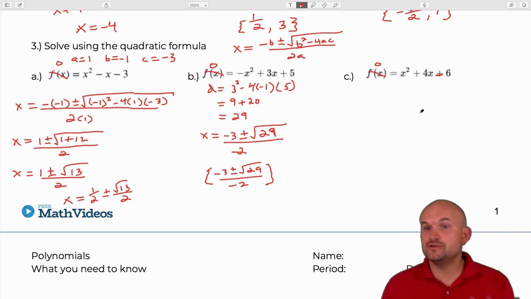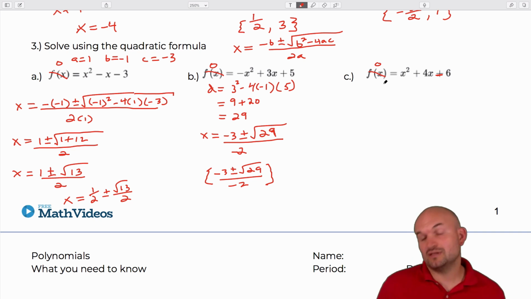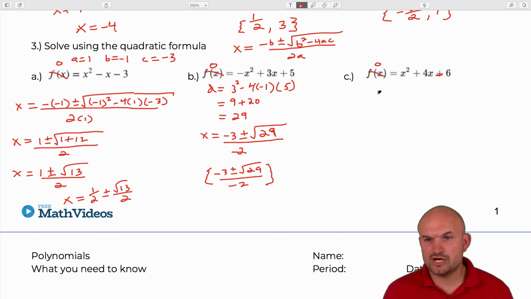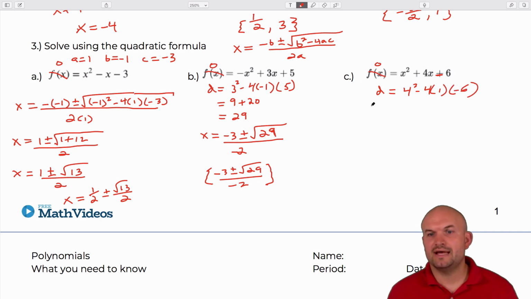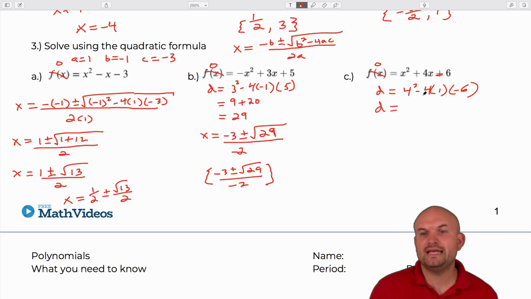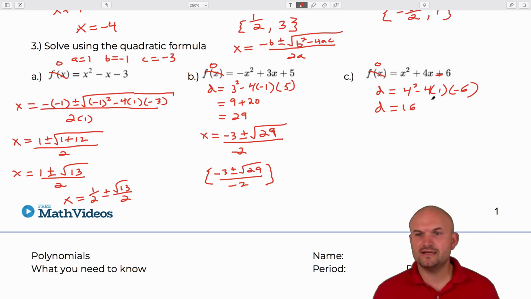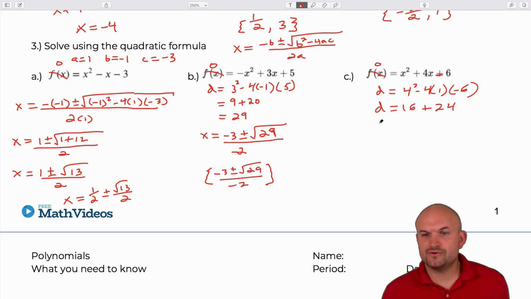Okay, so on to letter C. Again, just doing the same thing. I'm going to work on the discriminant. So we'll say the discriminant is going to equal b squared minus 4 times a times c. And here you can say d is going to equal b squared, which is 16, and then negative 4 times negative 6 is a positive 24. And that's going to give me d equals 40.